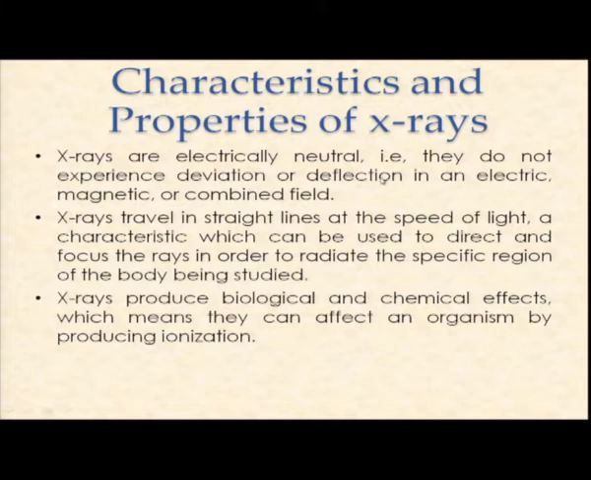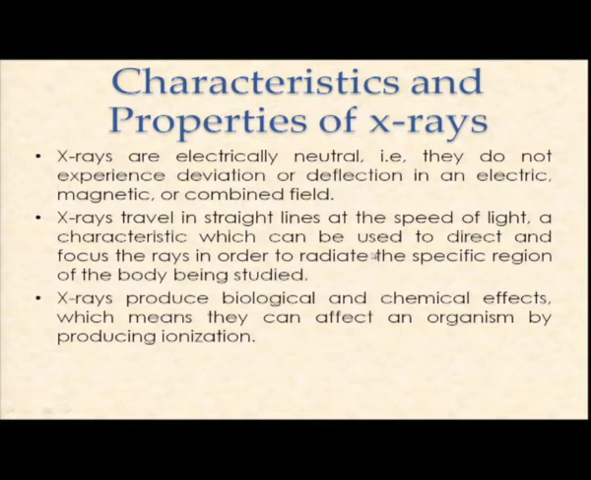Then X-rays travel in a straight line with the velocity of light, which is equal to 3 into 10^8 meters per second. This property of straight line or rectilinear motion of X-rays is used to focus the X-rays in order to radiate the specific region of the body being studied.